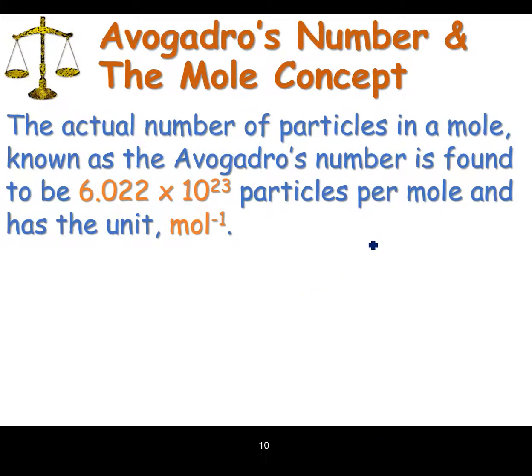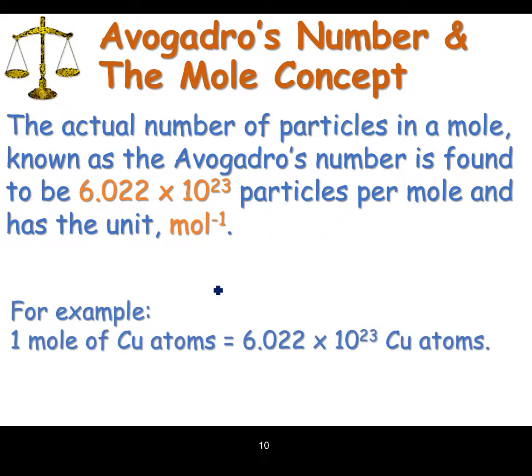Avogadro's number specifically, we give it a value. The constant, or Avogadro's number, has the value of 6.022 times 10 to the 23rd particles per mole. This many particles per mole. So it has the unit per mole. When we use this, what we can see here is we get some relationships. We have, if I had 1 mole.